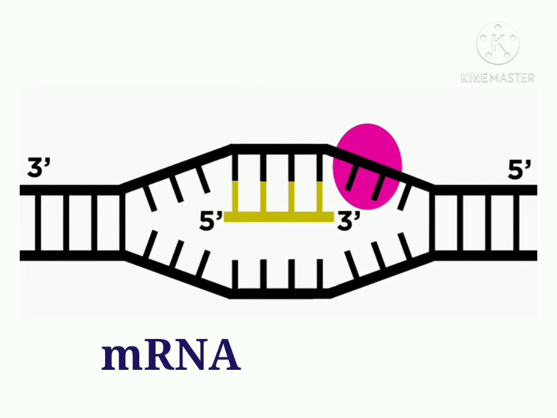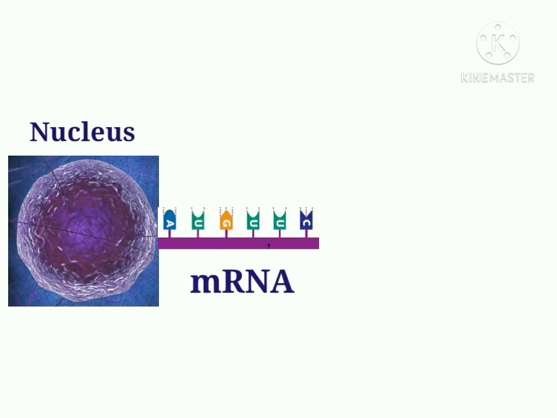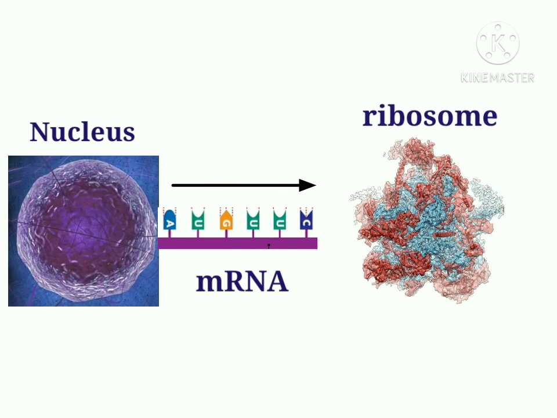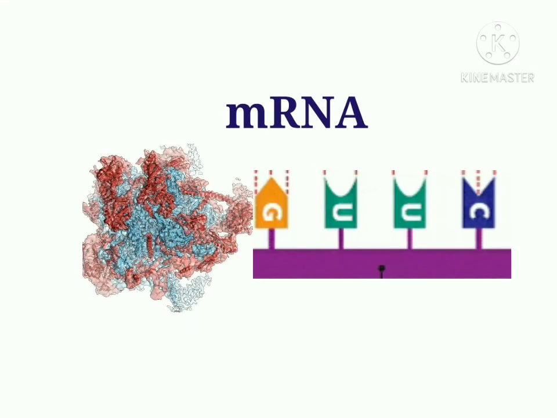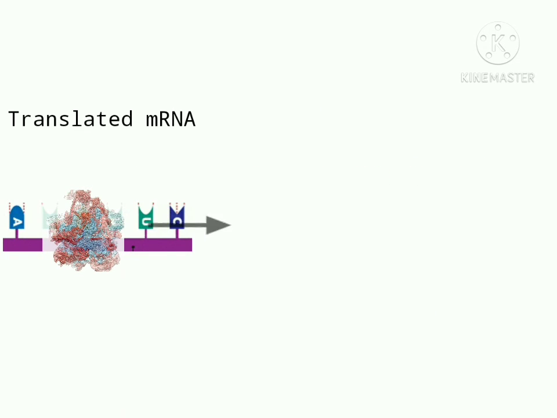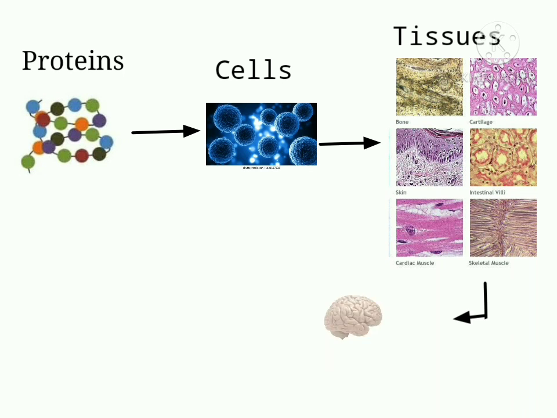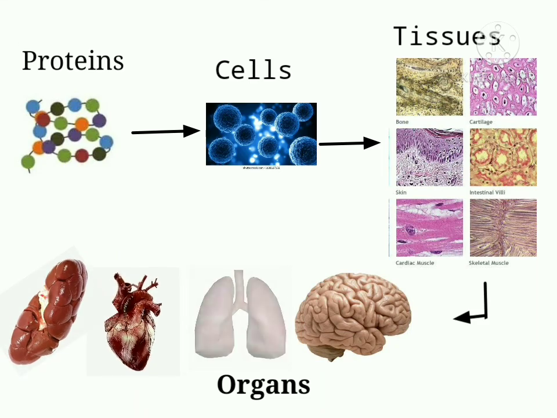partial copy of DNA. Before mRNA can be used as a template for creating proteins, it will undergo the process of translation. The mRNA from DNA will go out from the nucleus and go into the mouth of a protein-building machine called the ribosome. The ribosome reads the code of mRNA to produce a chain of amino acids, and this growing chain of amino acids forms proteins, which combine to form a living cell. Cells make up tissues. Tissues make up organs.